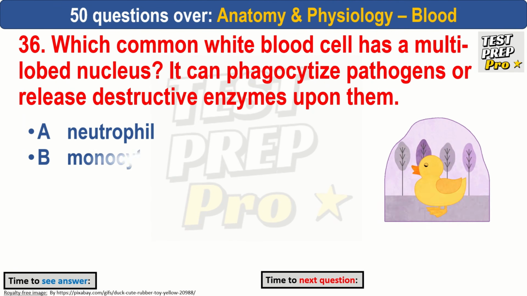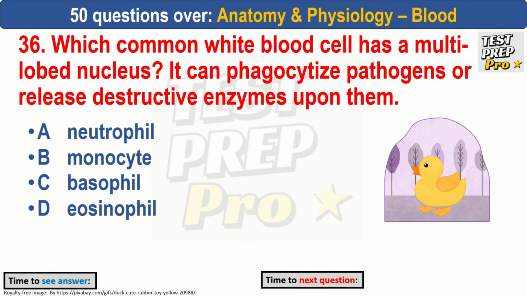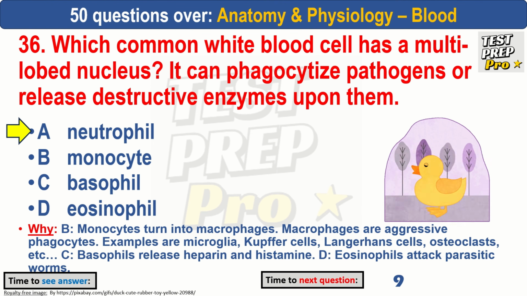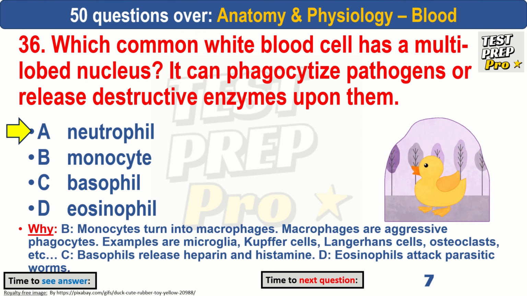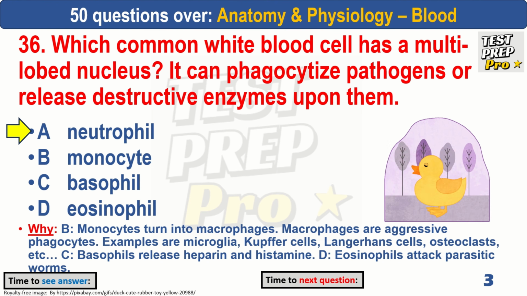Which common white blood cell has a multi-lobed nucleus? It can phagocytize pathogens or release destructive enzymes upon them. Is it A, neutrophil, B, monocyte, C, basophil, or D, eosinophil? The key part of this is the multi-lobed nucleus. Very characteristic. That's going to be a neutrophil. These go up with acute conditions. So you just got sick today or got an infection today, they will go way, way up. They also are a chief component of pus.